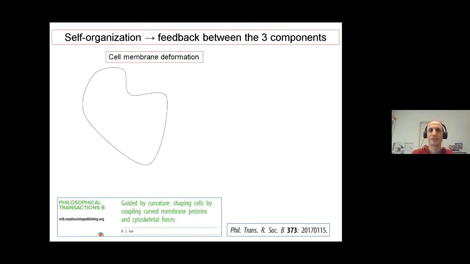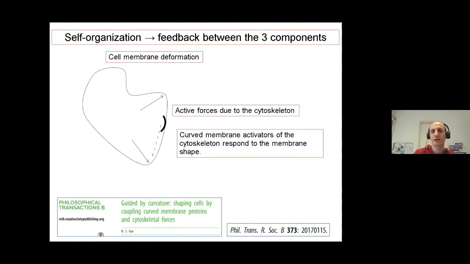So with these three components, we can actually have a very interesting feedback that can lead to self-organization. So what you can have is that if a cell membrane deforms in some shape, and these deformations are driven by active forces, for example, of the cytoskeleton that are pushing, then if there are curved proteins that like a specific type of curvature, for example, the curvature that is in the tips of these bulges, then they will aggregate there. And of course, if these proteins themselves are those that recruit the cytoskeleton, you can actually complete a positive feedback.